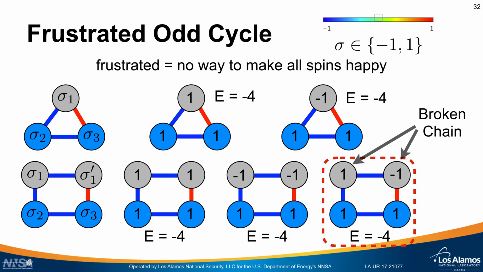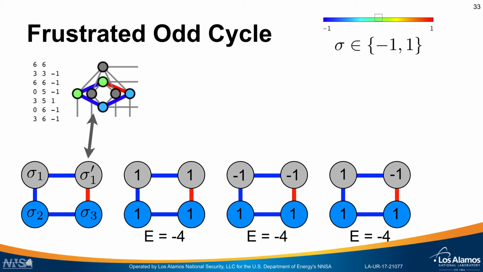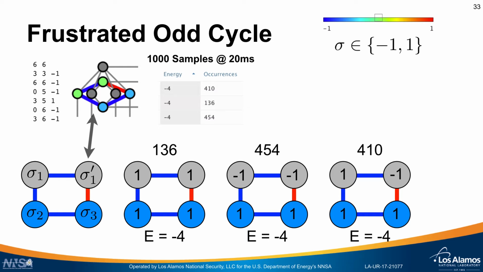Now, before I tell you how to resolve this issue, let's just double check it on the hardware to see how this works. So you can see in this particular graph, it's essentially the exact same image I've shown you, rotated by 45 degrees and squashed. So it's the exact same thing we've been talking about. If you run this in the hardware for 1,000 samples at 20 microseconds, you get a distribution that looks like this. And you can see that these 3 ground state solutions occur in this particular proportion.